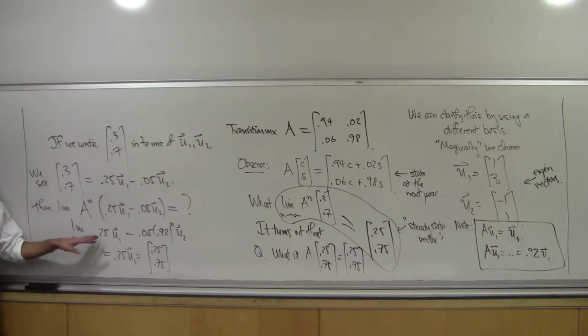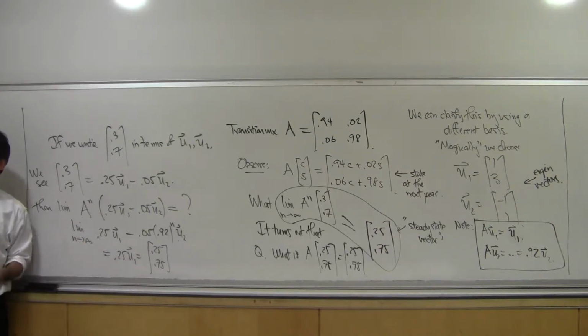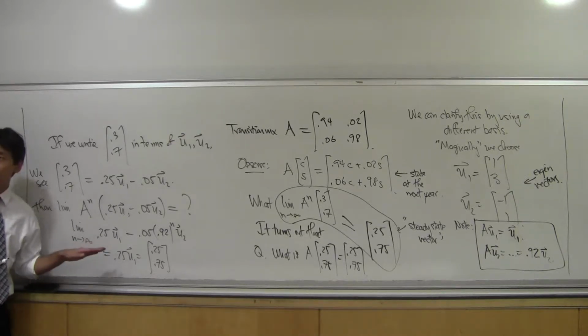Right. So as n goes to infinity, we end up with 1/4 in the city and 3/4 in the suburbs. Okay. So the moral is, yeah.